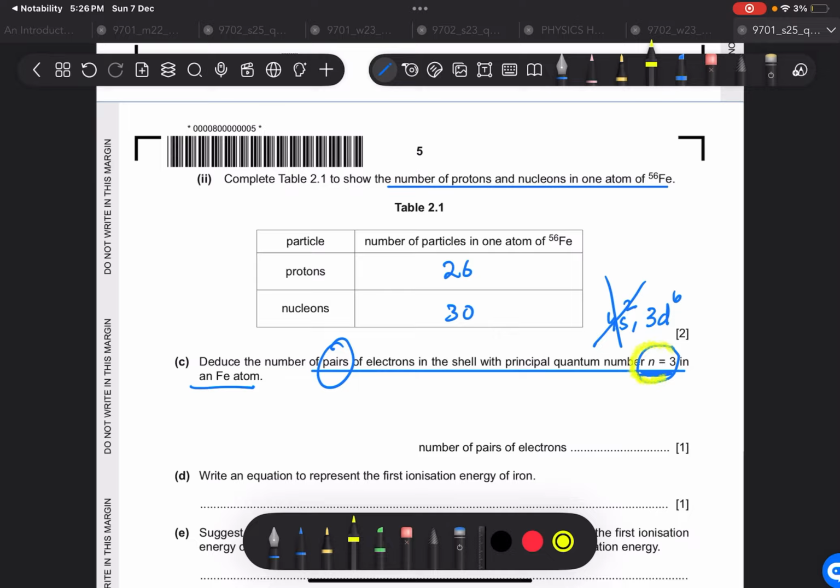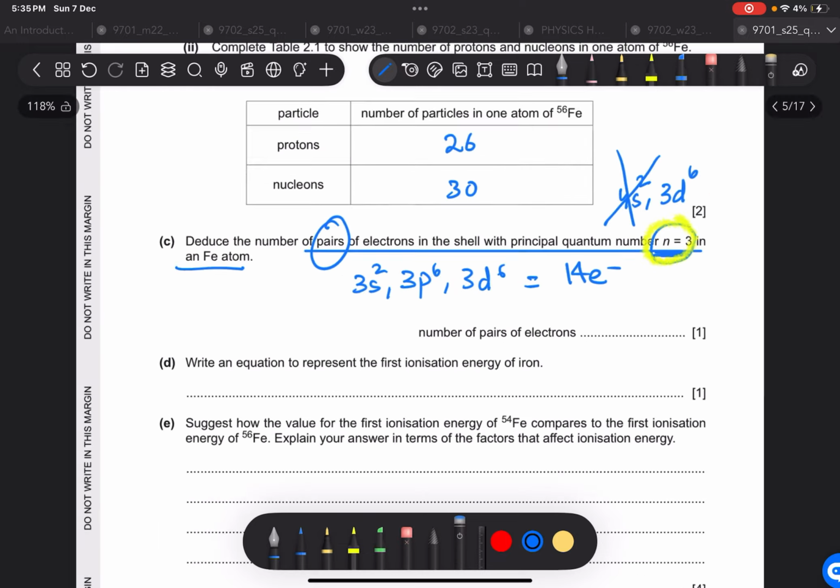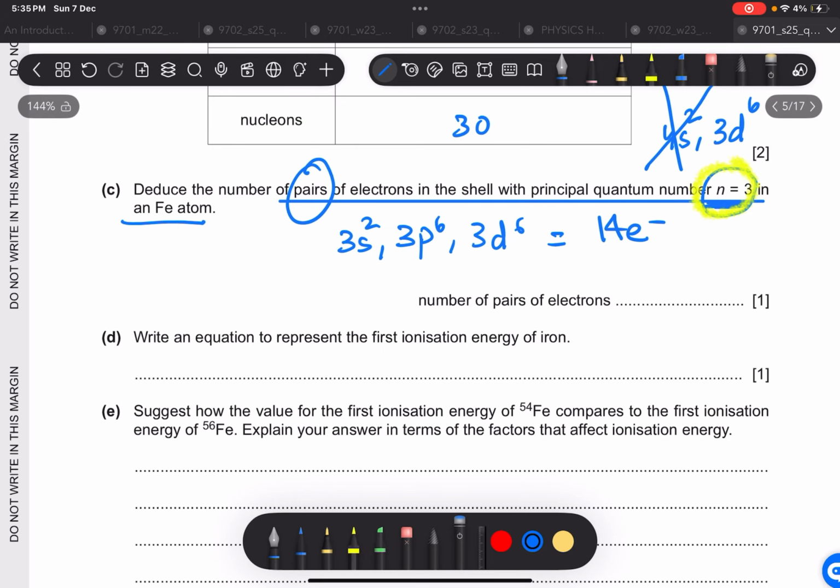So we are only looking at the third shell, and it's going to be 3s2, 3p6 and 3d6, right? That's going to be the principal quantum number 3, which makes a total of 2 plus 6 plus 6, that is 14 electrons. And that's a simple principle. Look, what's going to happen is that you might consider it 7 because it's 14 electrons.